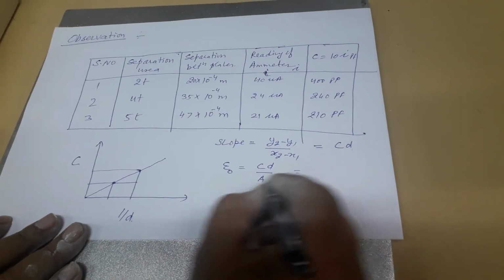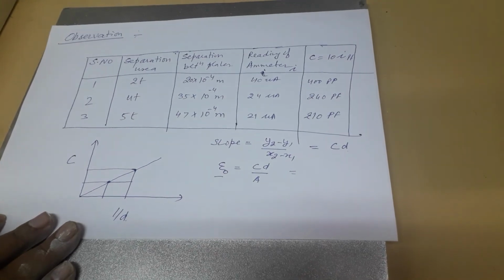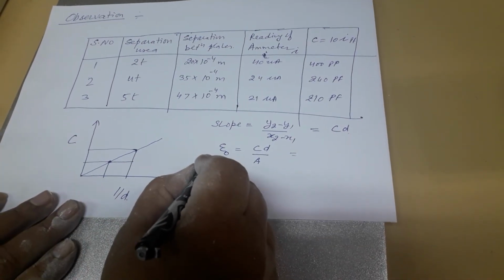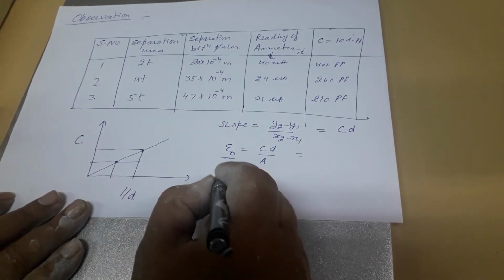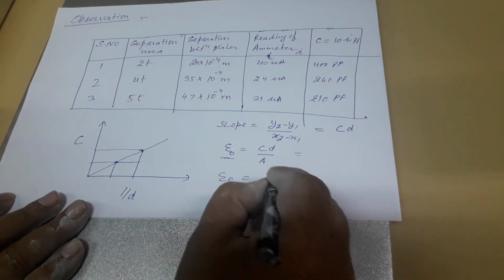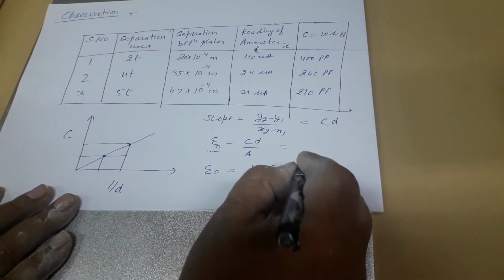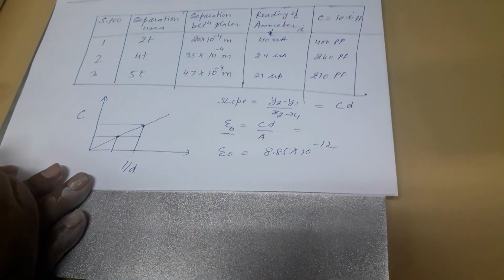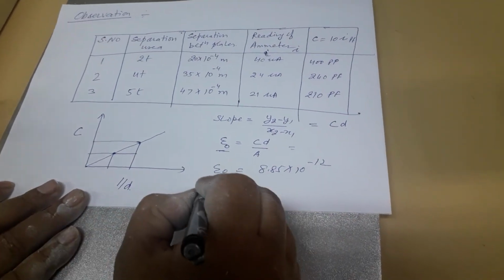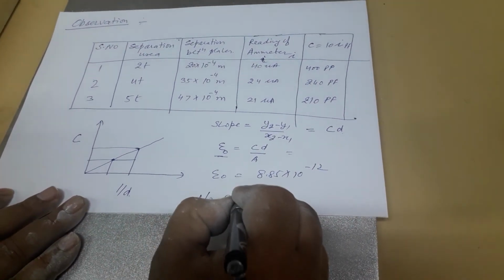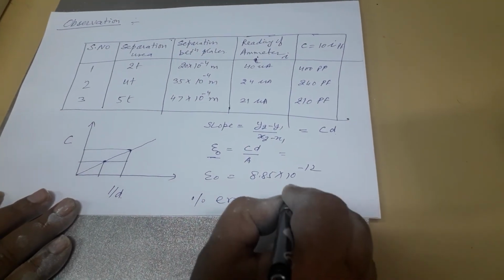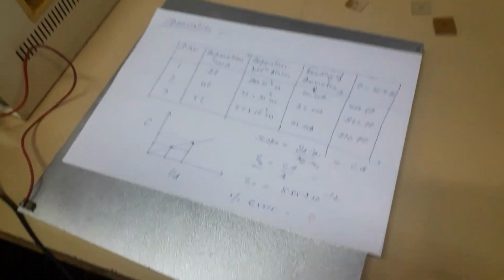We can calculate our experimental value of the permittivity, and we know the standard value is equal to into 10 to power minus 12. Compare these two and the percentage error can be calculated. So this is the experiment of how to calculate the capacitance and permittivity of the given dielectric material. Thanks.